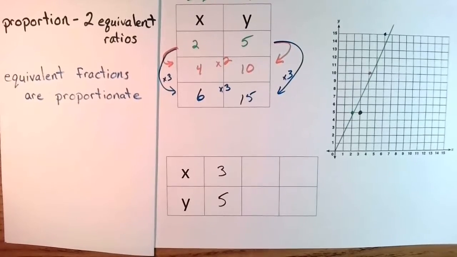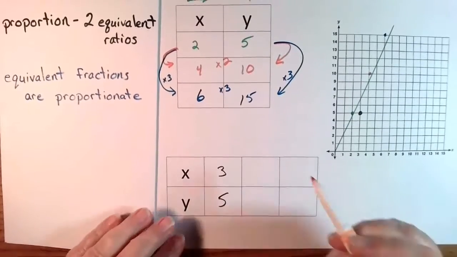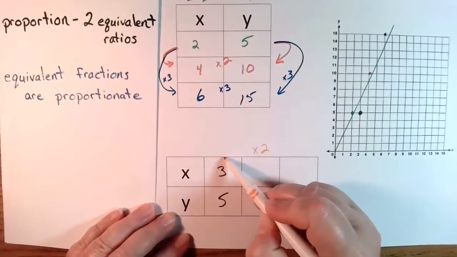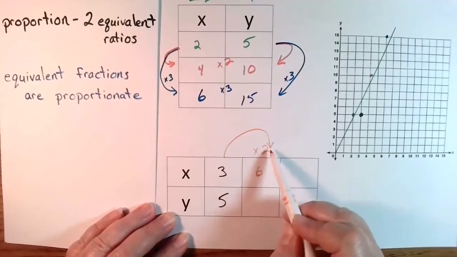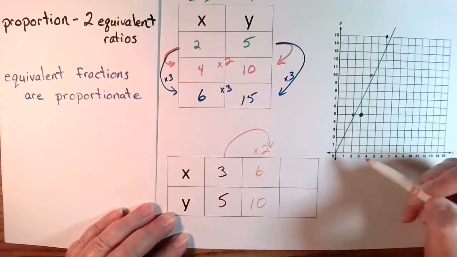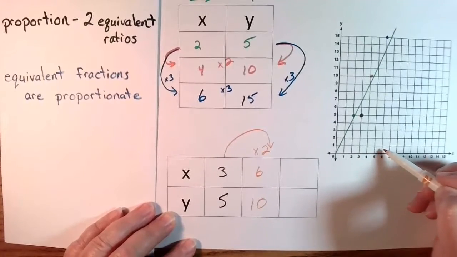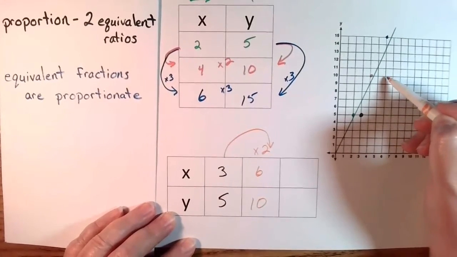Now in order to see if it's proportional, we can do the same thing. We can do times 2. So everything in this column times 2 to get this. 3 times 2 is 6. 5 times 2 is 10. So we run 6, jump 10.